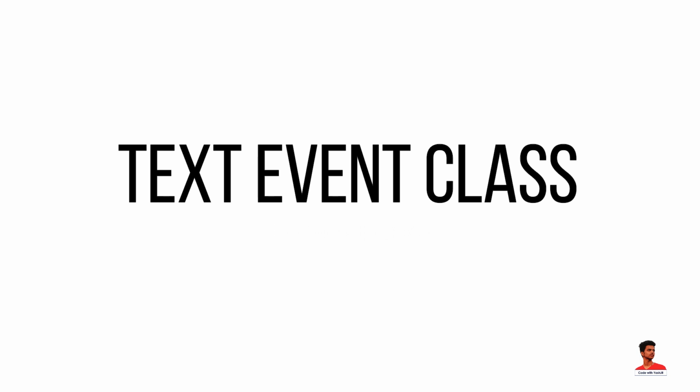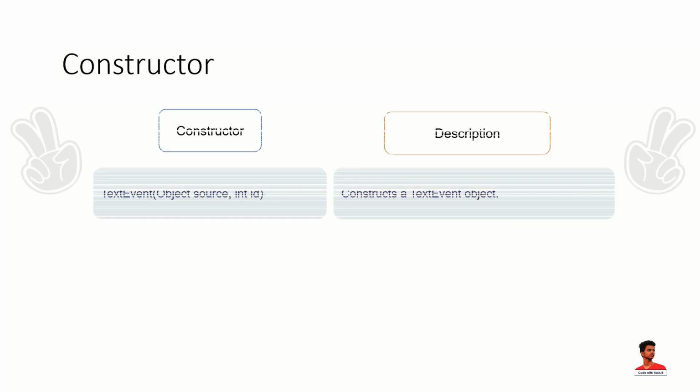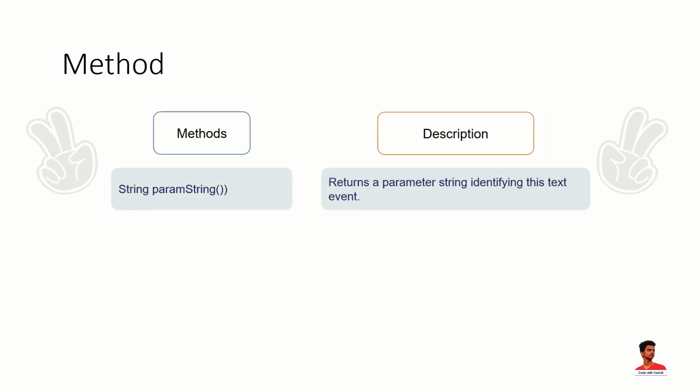The object that implements the text listener interface gets this text event when this event is fired. These are the constructors of text event class. These are the methods of text event class.